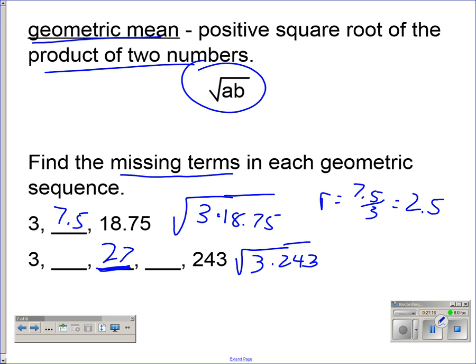Then I can do it again right here. I can do the square root of 3 times 27, which is 9. I think it's pretty obvious to see what the rate is now. Times 3: 27 times 3 is 81. So there's my lesson for geometric mean.